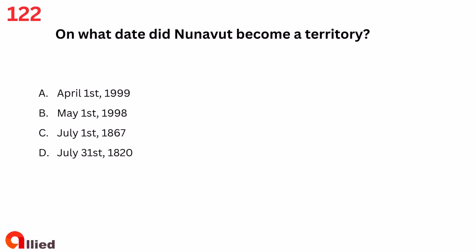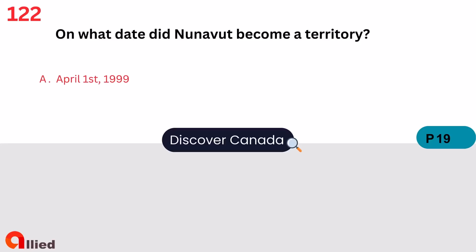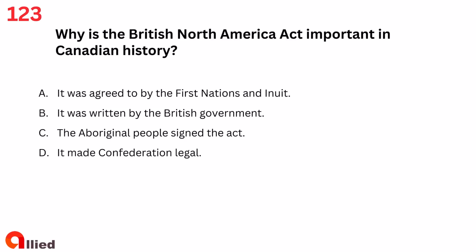Question 122. On what date did Nunavut become a territory? A. April 1, 1999. B. May 1, 1998. C. July 1, 1867. D. July 31, 1820. The answer is A. April 1, 1999.